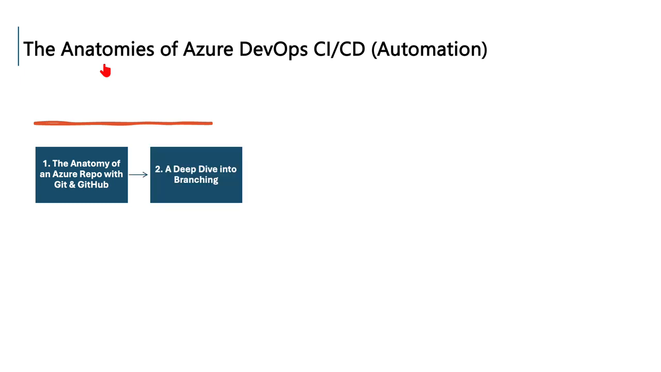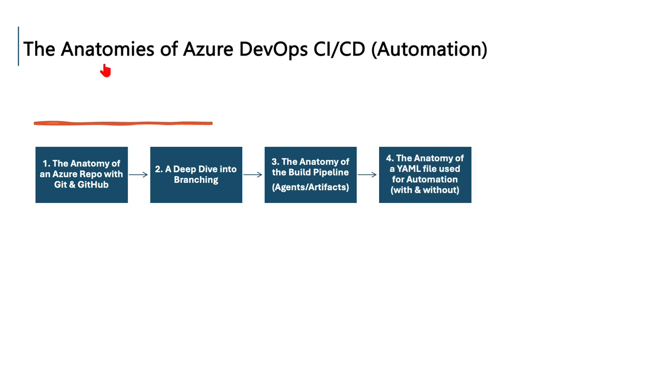The second lesson, I want to focus on branching. And then I want to jump into the anatomy of a build pipeline, what makes up this pipeline, which is the first of two pipelines. I'll talk about those artifacts, as well as what are agents in terms of Microsoft-hosted agents versus self-hosted agents, and what relevance they have associated to continuous integration and delivery. I'm also going to talk about the YAML file used to configure the automation for continuous integration and delivery.